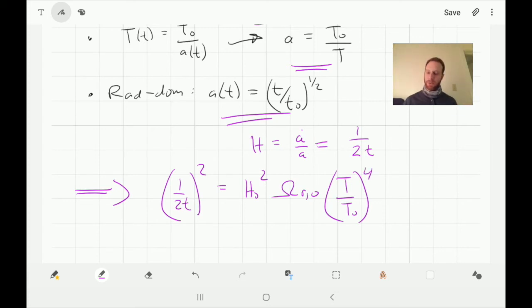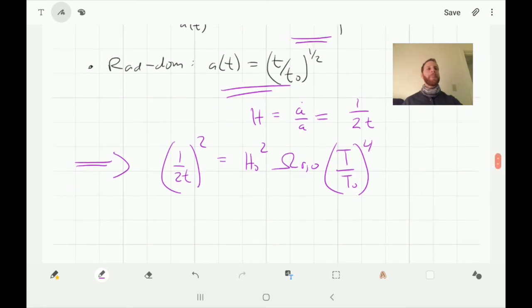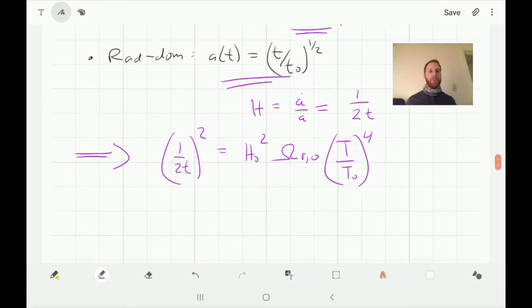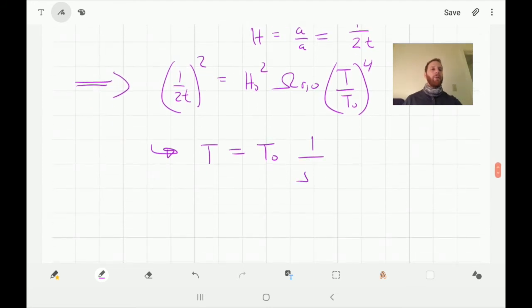Is that consistent with my notes? It is. Good. Now we're ready to solve for the temperature as a function of time. Apparently, this means that the temperature as a function of time, verify this please, is equal to the temperature today divided by the omega radiation naught to the power of 1/4, and then you can put this all over the square root of 2H naught over t.